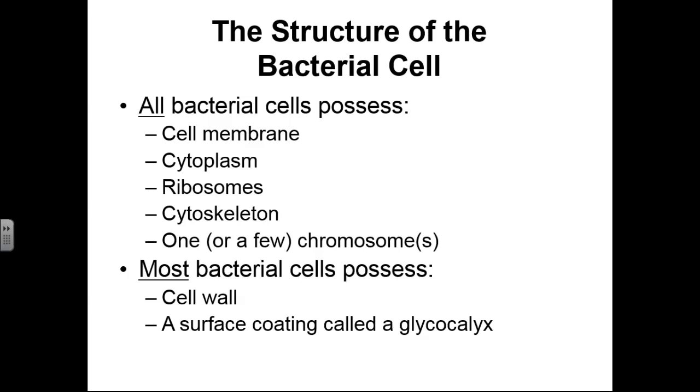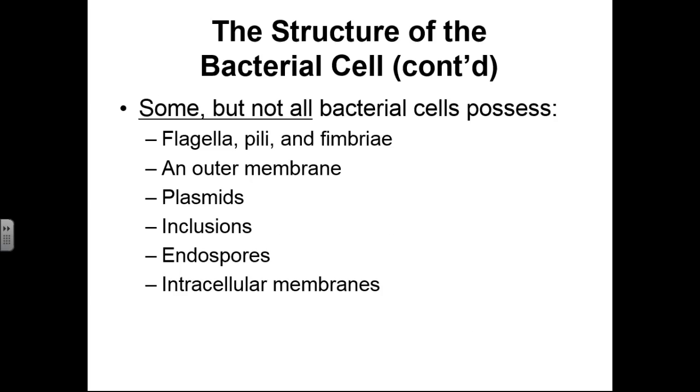Some of our bacterial cells will have a cell wall, depending on the species, and some bacterial cells will have a surface coating called a glycocalyx. We'll talk more about the glycocalyx later on in this presentation. Some, but not all, bacterial cells will have flagella, pili, or fimbriae. These are extensions of the cell. An outer membrane, particularly if it's a gram-negative bacterium. A plasmid, which is a small circular loop of DNA within the cytoplasm. It's so small it's not considered a chromosome. Typically it only has a few genes on it, compared to a chromosome, which has many hundreds of genes on it.